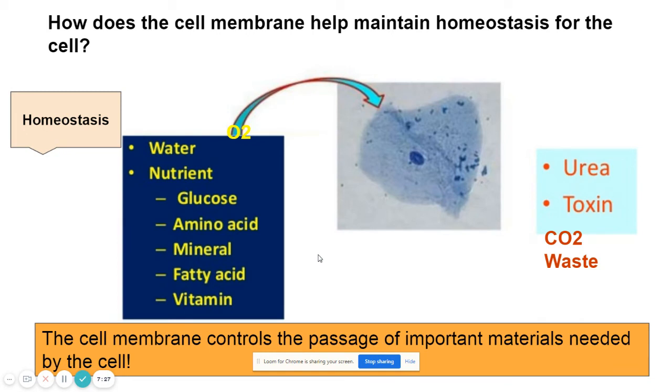And at the same time, the cell will expel or get rid of toxic, harmful substances that might affect homeostasis negatively, such as urea, which is found in urine, any toxins, carbon dioxide, and other forms of waste. So these types of molecules are not going to be allowed in. In fact, they're going to be expelled out of the cell. It will not allow things like bacteria, viruses, and other parasites to enter into the cell, because obviously those are harmful substances.